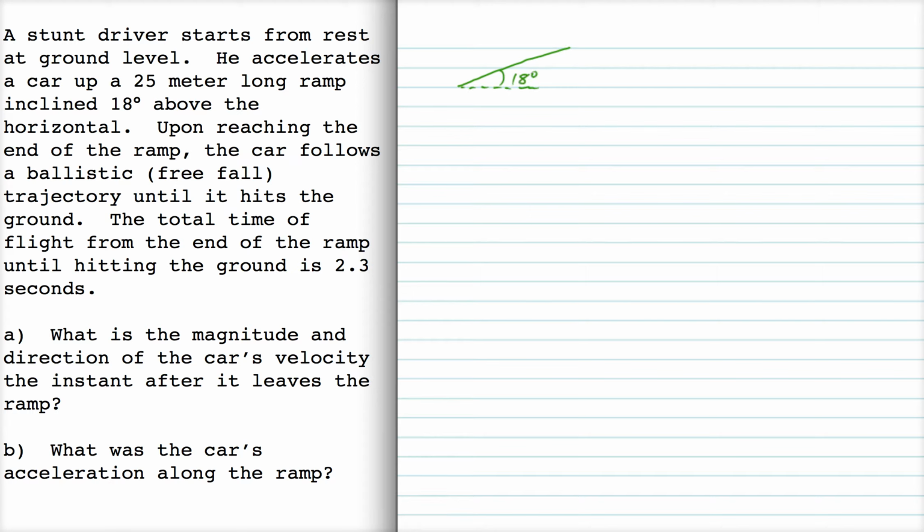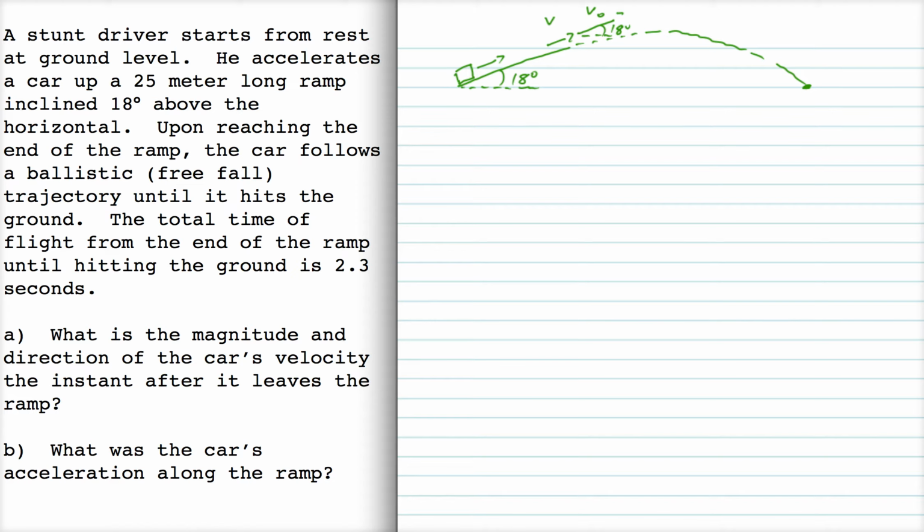So we've got a ramp that's inclined 18 degrees above the horizontal. Car starts at the bottom of the ramp from rest and goes up the ramp. And then the car takes off from the ramp. It has some final velocity at the end of part 1 that is equal to the initial velocity at the beginning of part 2. That initial velocity vector will also be 18 degrees above the horizontal. And the car is going to follow some kind of ballistic trajectory and hit the ground.